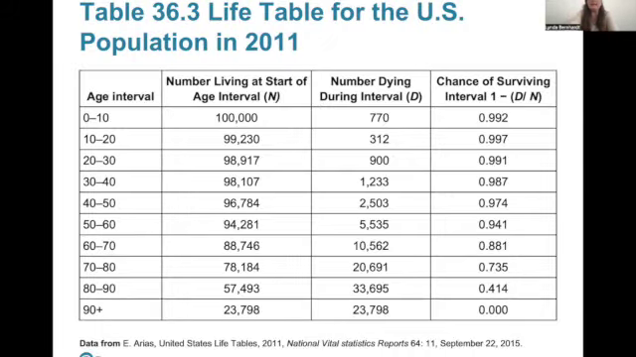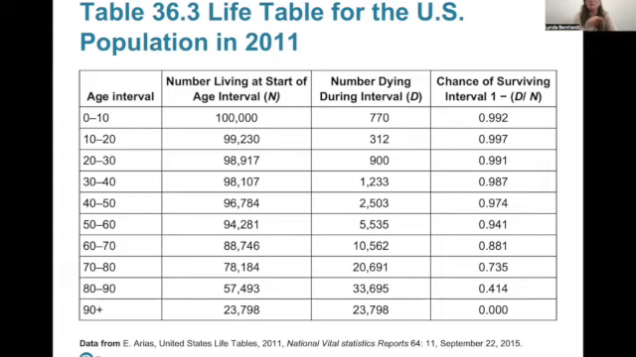And the way you read it is you see age interval and it says 0 through 10. So here you have 100,000 that you're starting with. And then the number that died between the ages of 0 and 10 was 770. This gives you a chance of survival rate of 99%. So 0.992 would be about 99%. So that means 99% chance of surviving past the age of 10.